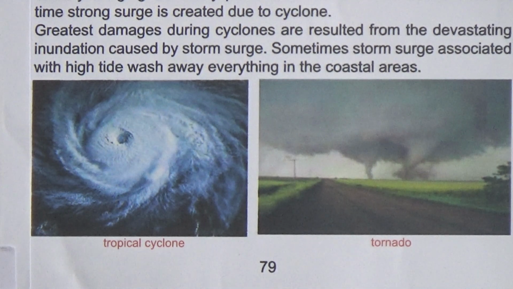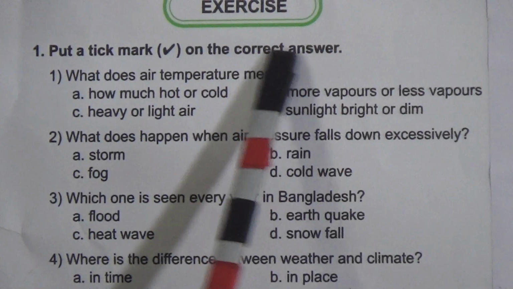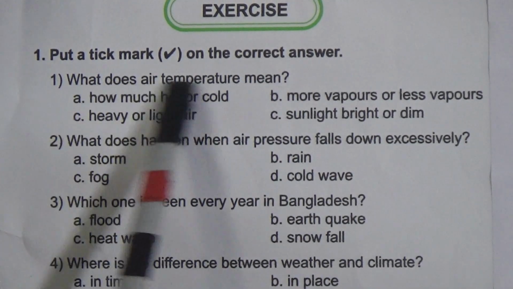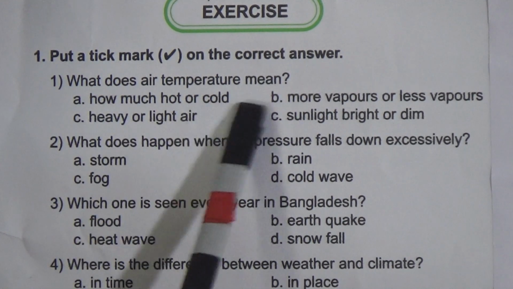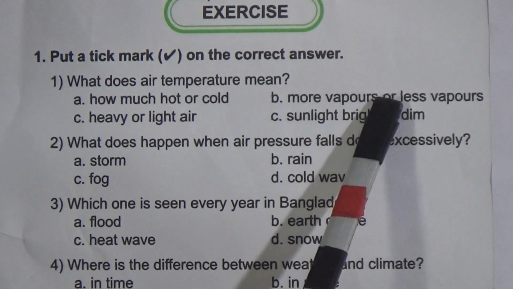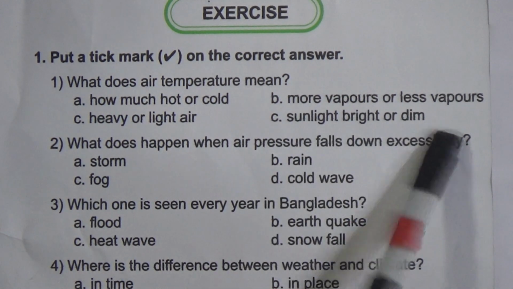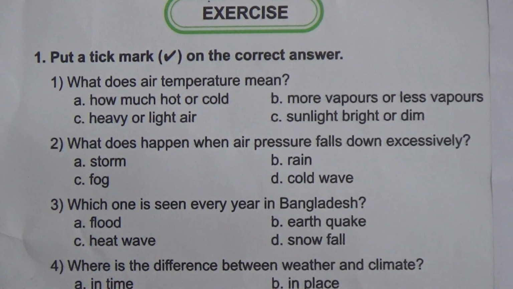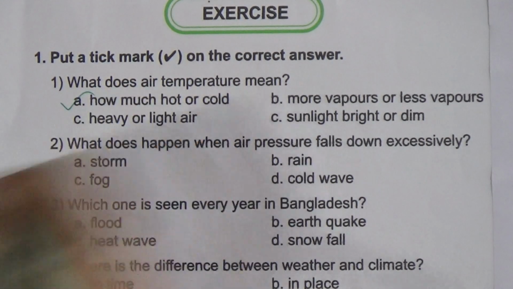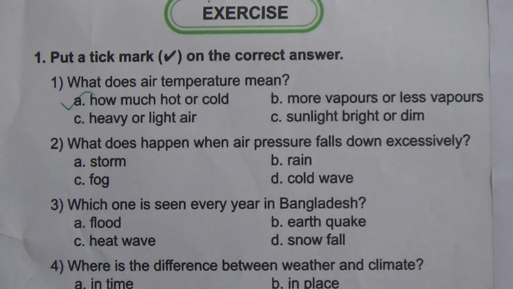Now come to the exercise. Put a tick mark on the correct answer. First one, what does air temperature mean? How much hot or cold? More vapors or less vapors? Heavy or light air? Sunlight bright or dim? The answer will be A. How much hot or cold? Now come to the next one.